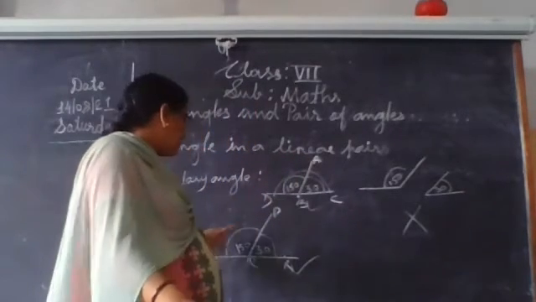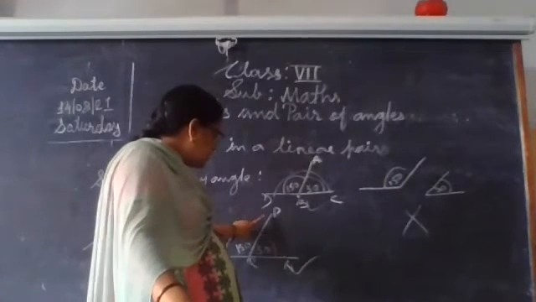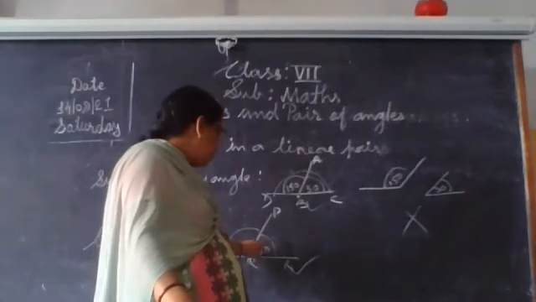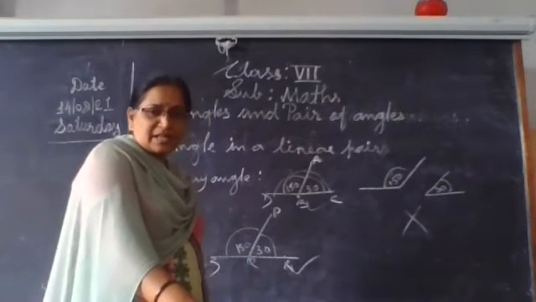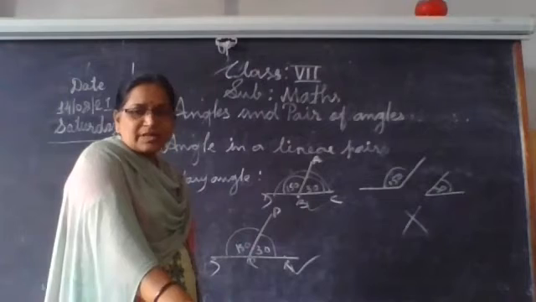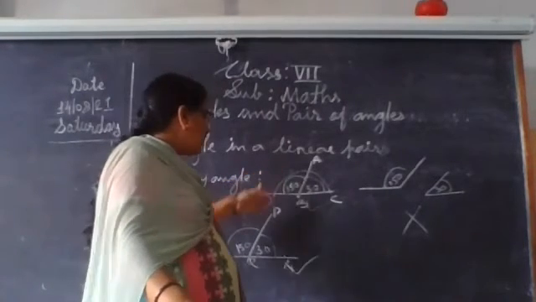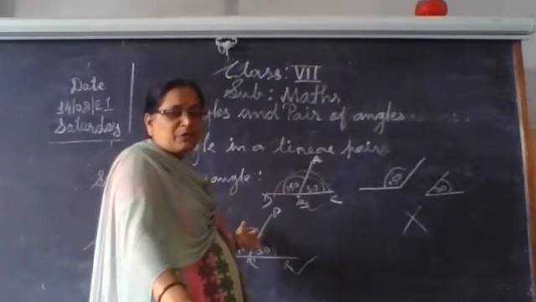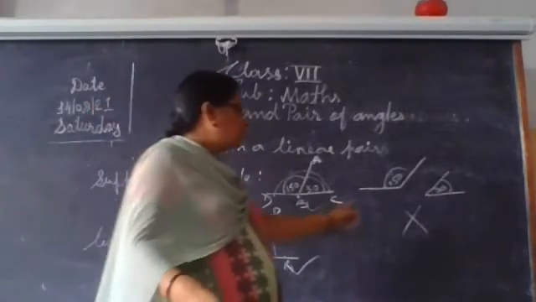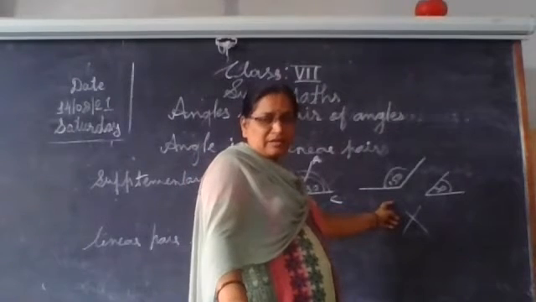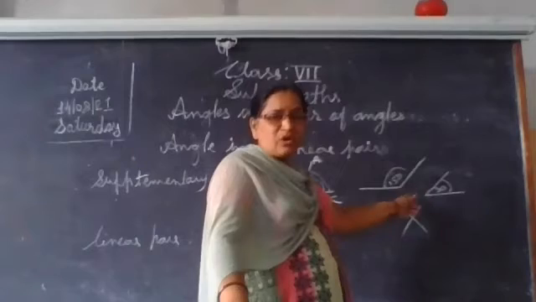Here also, PQR or PQS. This PQ is common for both these angles. Therefore, they are adjacent angles and their sum is 180. Therefore, this type of angles are said to be linear pair. Okay, so this is a supplementary angle, but it is not linear. Why not linear? Because they are not sharing one common arm.